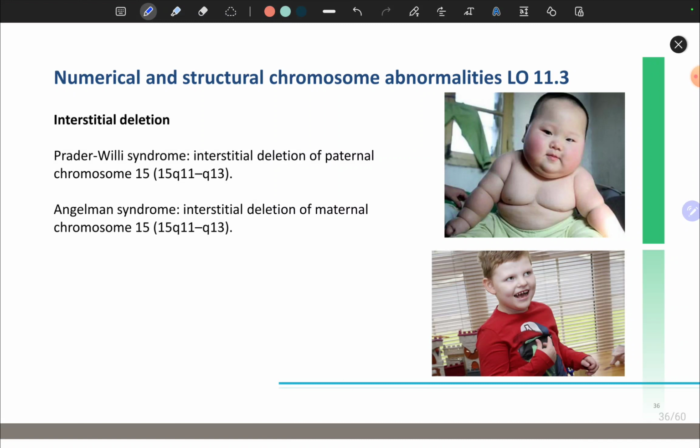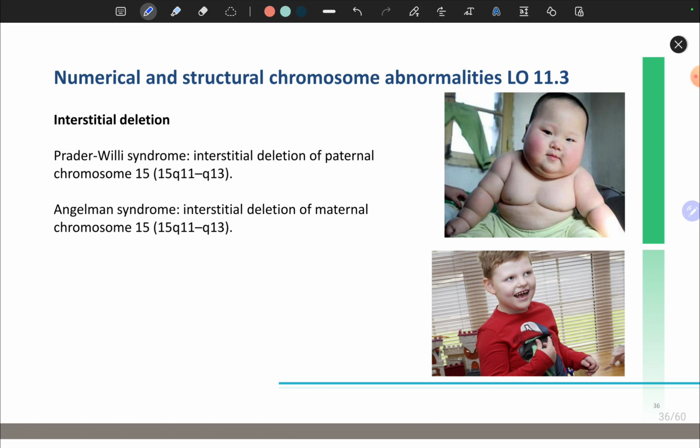This is also abnormal. So this is interstitial deletion. We have Prader-Willi syndrome and Angelman syndrome, both of which have missed some part of the chromosome. This is chromosome number 15. So they will lead to congenital abnormalities and obesity, as you see here.